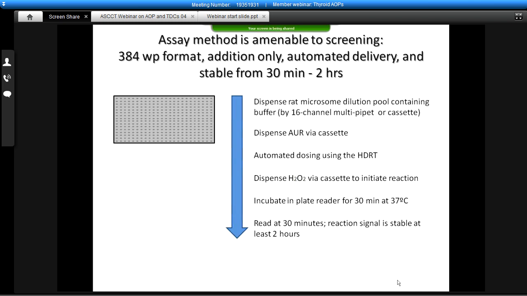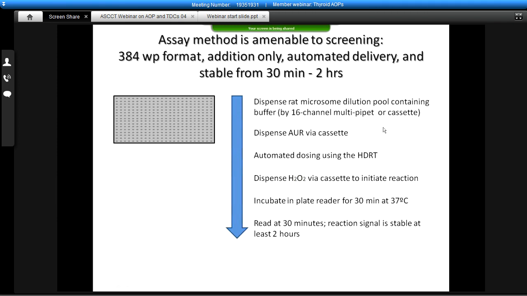This assay method is amenable to screening due to its optimal logistics. It's performed in a 384-well format. It's addition only, meaning that reagents are added and not aspirated or taken away. I use automated liquid handling, and the reaction can be read as an endpoint and is stable from 30 minutes to 2 hours post-initiation of the reaction.